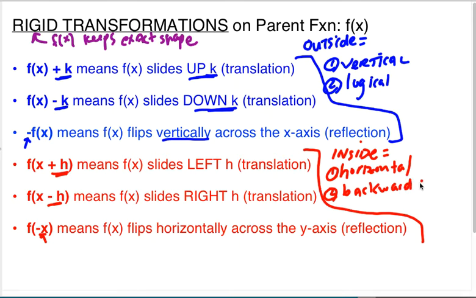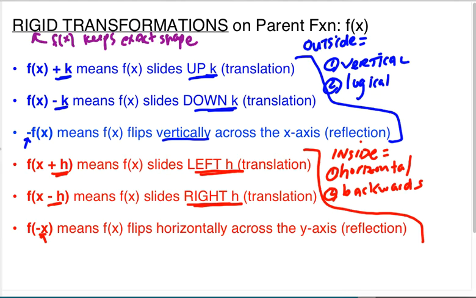So what you'll notice here is that if I add an h on the inside of a function, normally we would think of plus being right, because on the axes to the right is positive. But remember, I said it would be backwards of your expectations. So that's a translation or a slide left h units. X minus h on the inside would move right h units, right? So again, outside changes, vertical and logical. Inside changes, horizontal and backwards. And we're going to walk through these in a little bit.